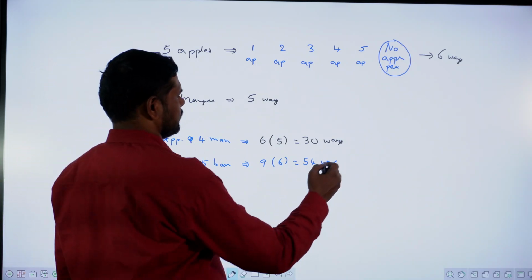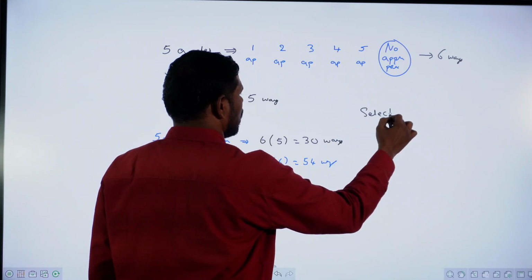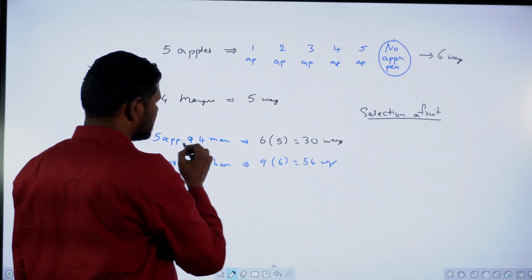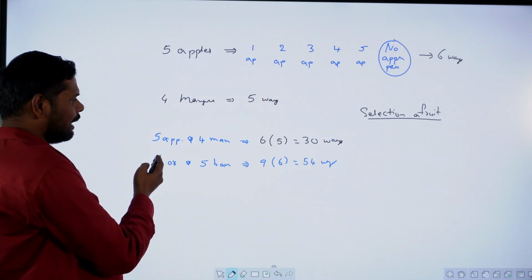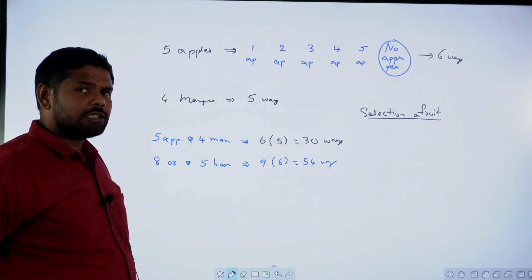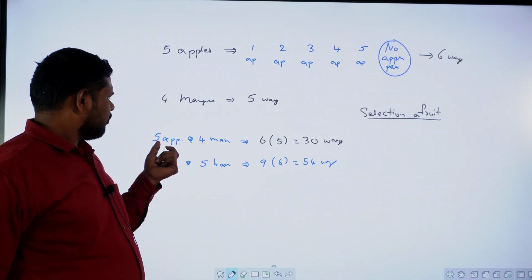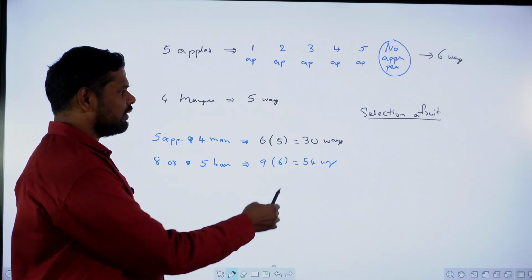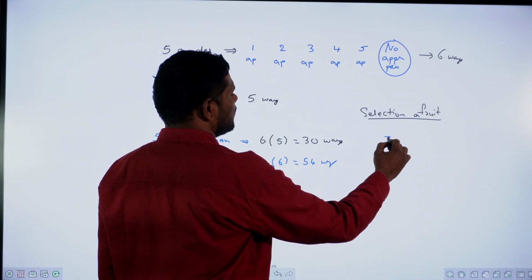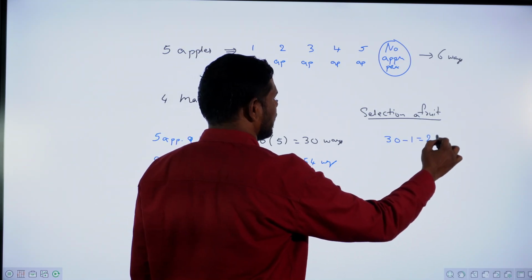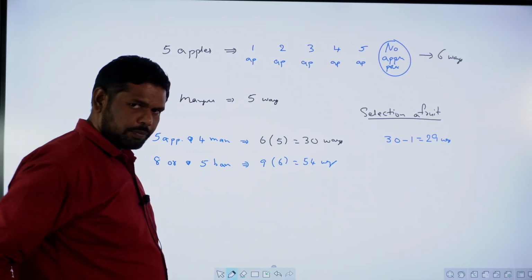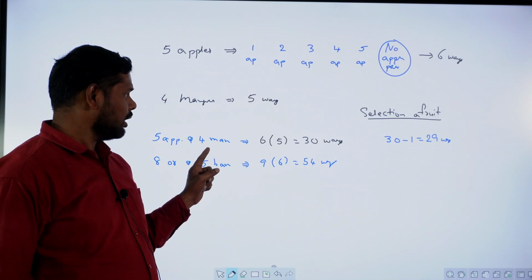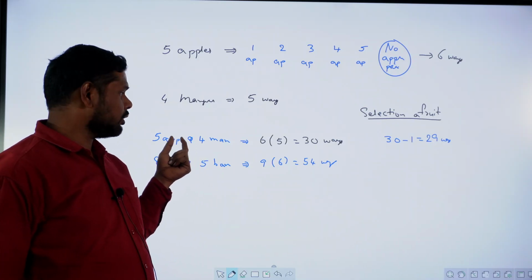Now, right. How many ways can we select a fruit from this basket? Suppose in a basket 5 apples and 4 mangoes are there. How many ways can I select a fruit out of 5 apples and 4 mangoes in a basket? Total ways are 30. Selection of a fruit means 30 minus 1, 29 ways is possible. Why? Because that one is zero apples and zero mangoes. You remember that no fruit selection was zero apples and zero mangoes.